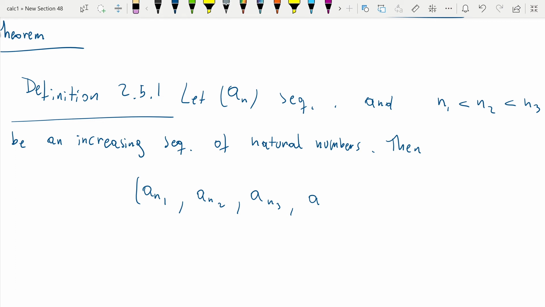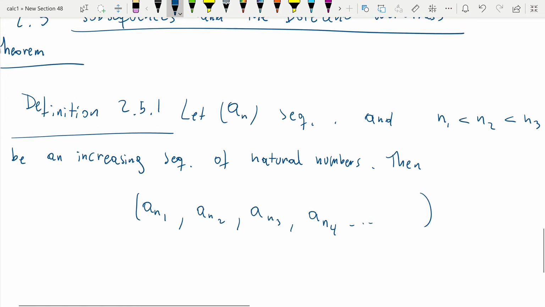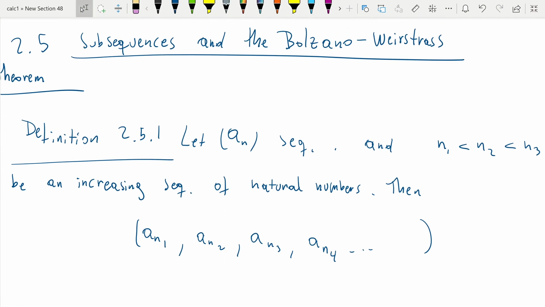So a subsequence is a sequence in its own right, but the terms are terms that come from another sequence. So the sequence is a collection of numbers, but they're ordered in a certain way. One comes before the next one, according to the n subscript here. So they keep the same order.